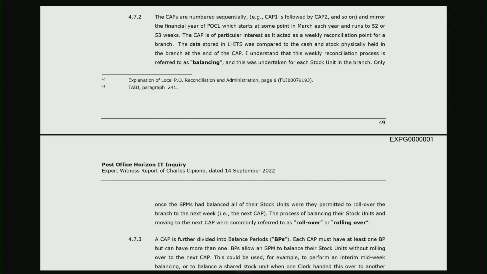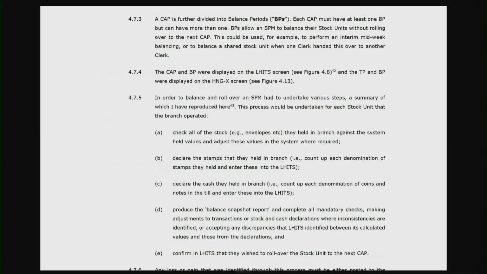Yes. You explain that a cash accounting period is further subdivided into balance periods. Can you explain those, please? Yes, a balance period could be shorter than the cash accounting period. It didn't have to be, but it could have been shorter. It was just a mechanism that allowed the SPM, the sub-postmasters and sub-postmistresses, to balance incrementally on an interim basis before the end of the cash accounting period.